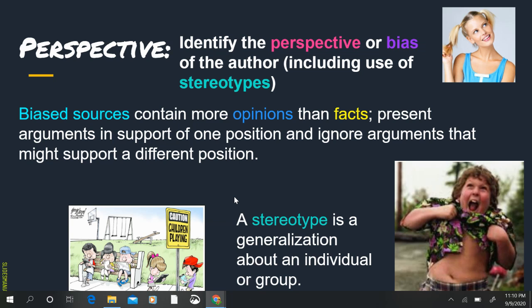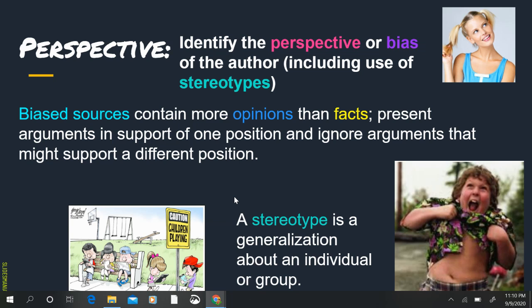I've colored some of these terms here because you really do need to look for these things. So bias is a one-sided opinion. Perspective is a point of view. Stereotypes are generalizations made about an entire group of people.